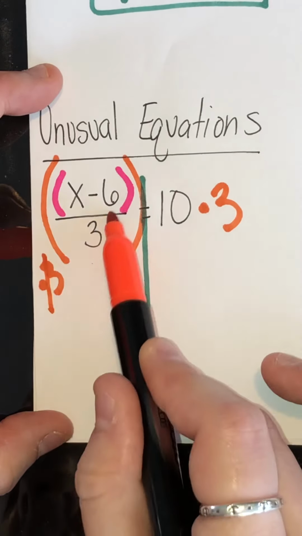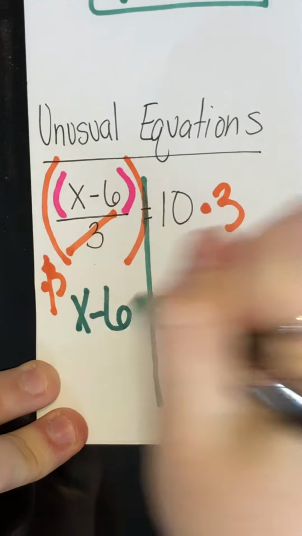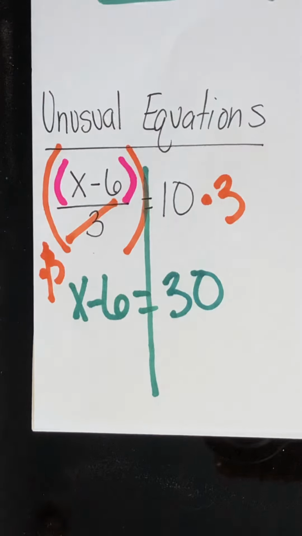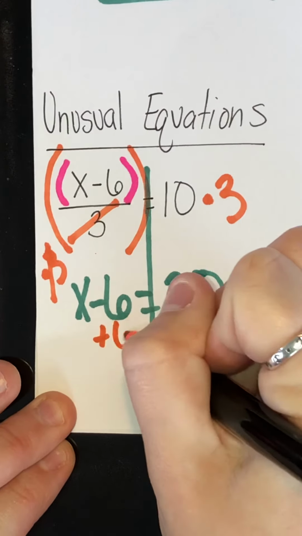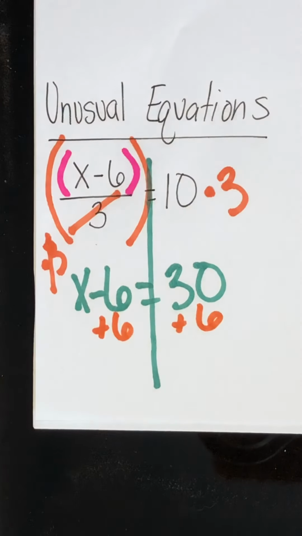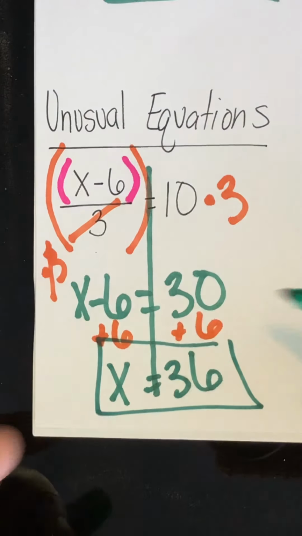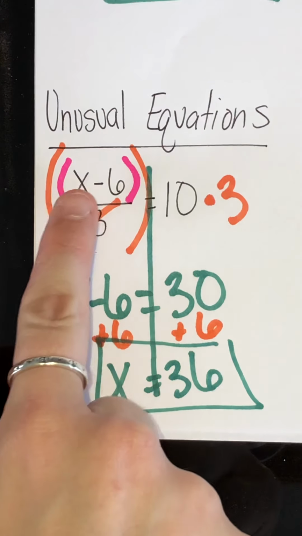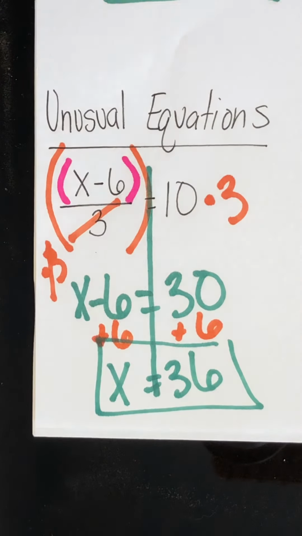When we multiply times 3, our 3's are gonna cancel out, and we're gonna be left with just x minus 6 equals 10 times 3 is 30. Now we're back to a regular, just one-step equation, x minus 6 equals 30. The opposite of subtracting 6 would be adding 6. And we would do it to both sides. So we would have x equals 36 as our final answer. To check it, you would plug 36 into where x is. 36 minus 6 is 30. 30 divided by 3 does equal 10.